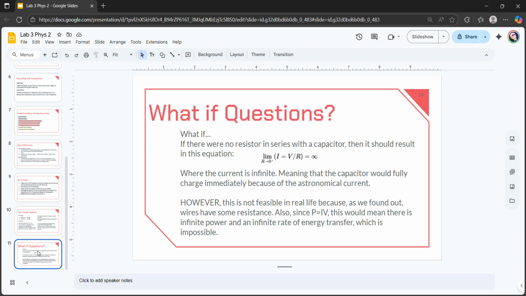For the what-if questions: what if there were no resistors in the series with the capacitor? In that case, it should result in this equation. And this shows us that the current would be infinite, meaning that the capacitor would immediately charge because of this astronomical current. However, this is not feasible in real life because, as we found out, 1, wires have some resistance, and 2, since power equals current times voltage, this would mean there is an infinite power and an infinite rate of energy transfer, which is just impossible.